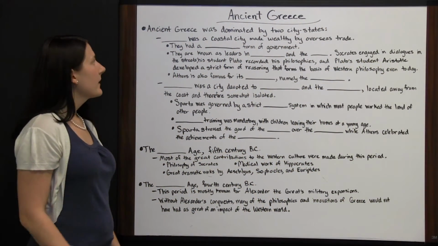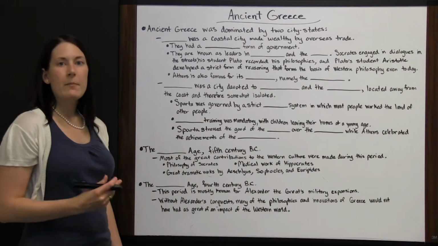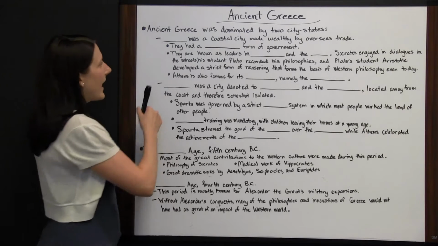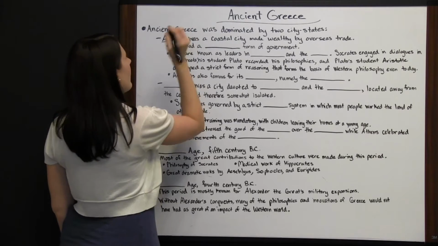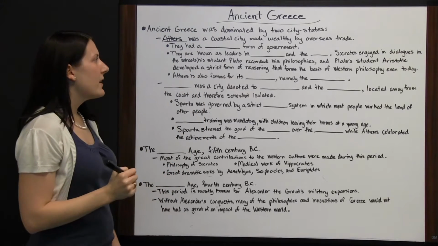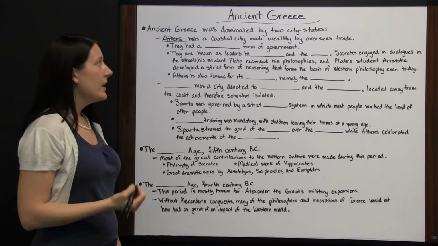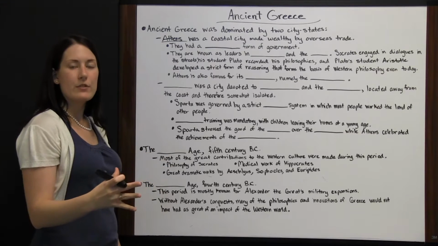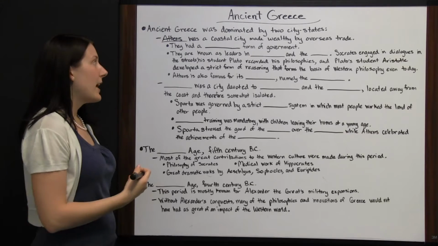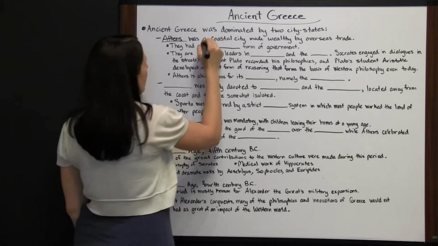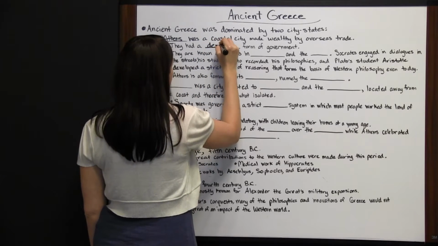Ancient Greece. Ancient Greece was dominated by two city-states. Athens was a coastal city made wealthy by overseas trade. Since they were on the coast, they were able to trade far and wide, and that's what produced the wealth for Athens. They had a democratic form of government.